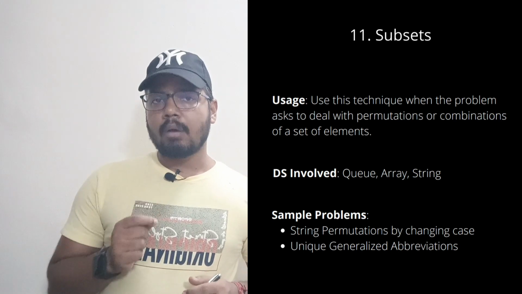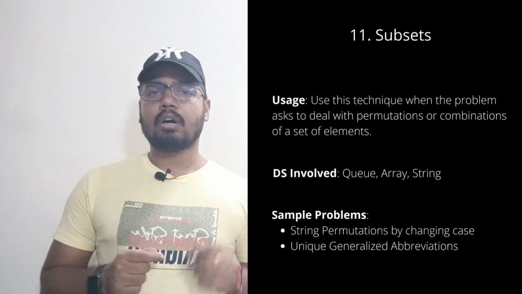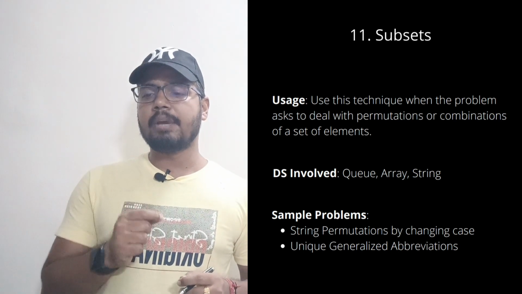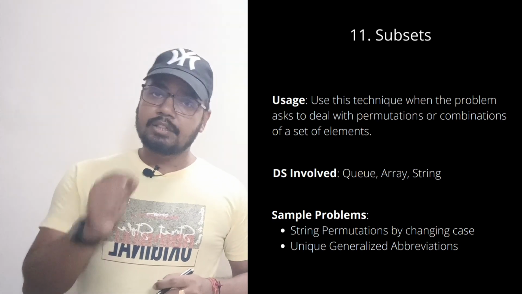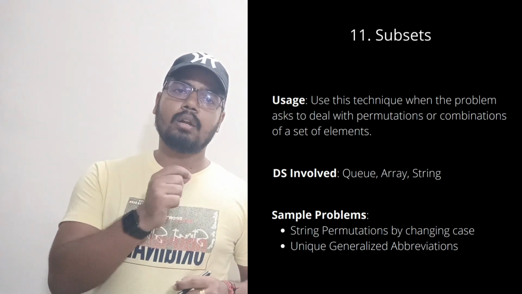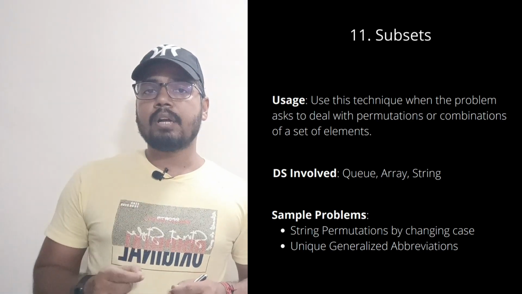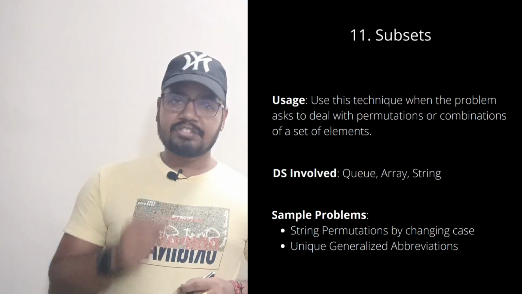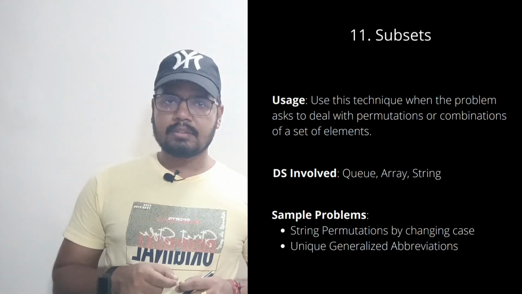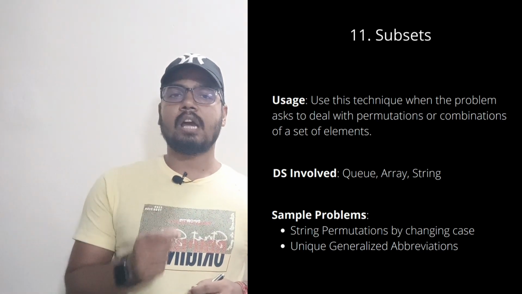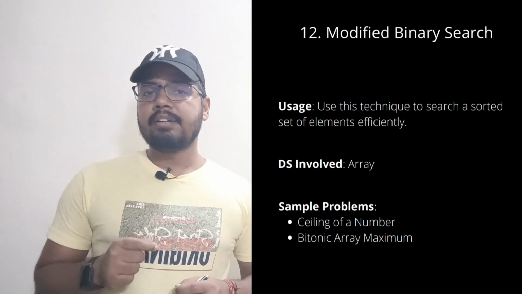The next technique is subsets. Whenever we need to solve the problem for the permutations or combinations of a set of elements, we will use this technique. The DS involved is queue, array or strings. The simple example is, suppose we have to find out a string permutations by changing case or unique generalized abbreviations.